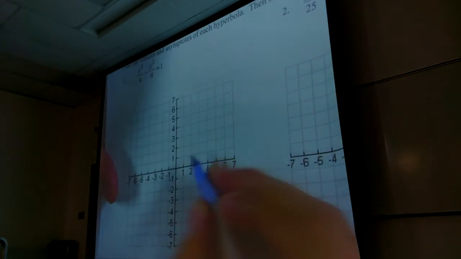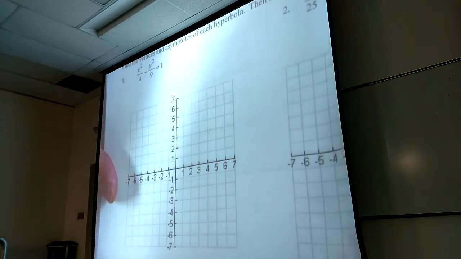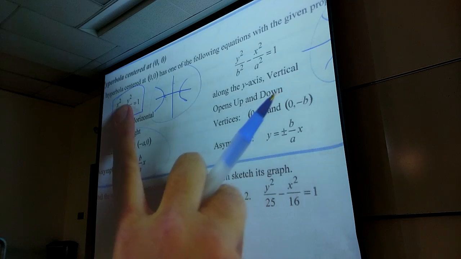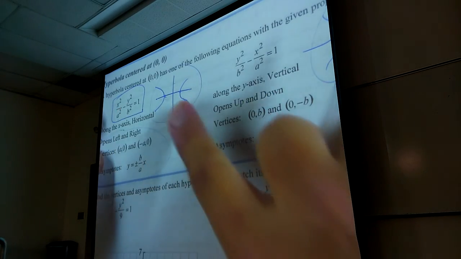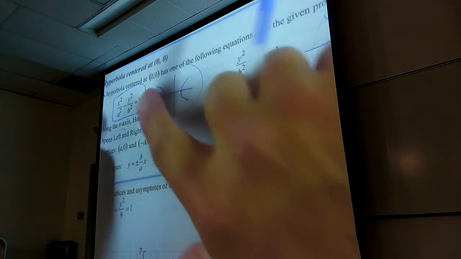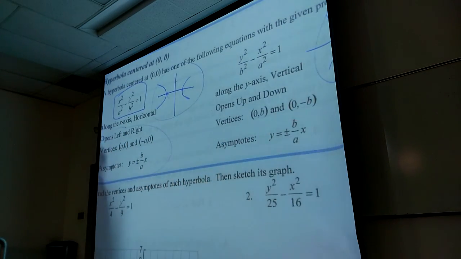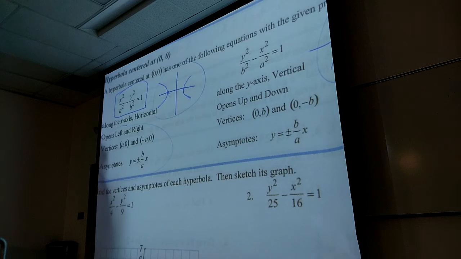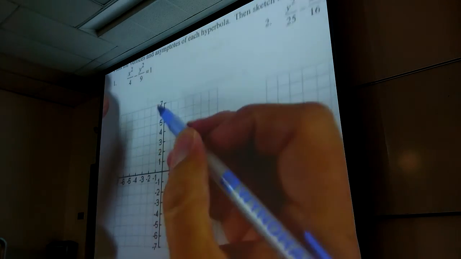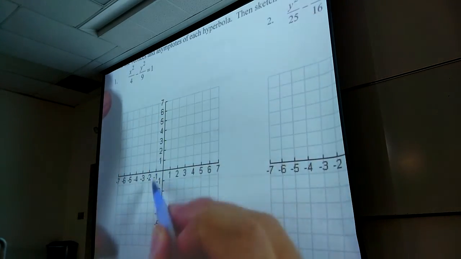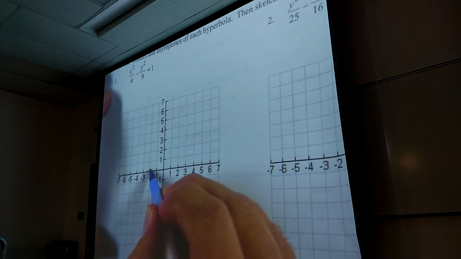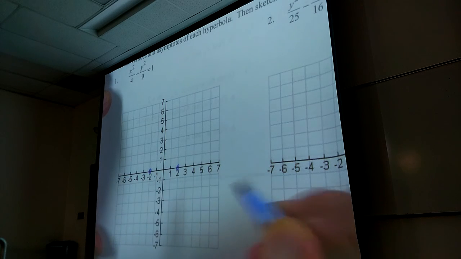Which one of these does it look like? The first one or the second one? The first one, because x squared is the positive one. So it sits on the axis that relates to the positive part. Why does it do that? Because of all the stuff we talked about earlier about intercepts. So at 2 and negative 2, there are vertices.